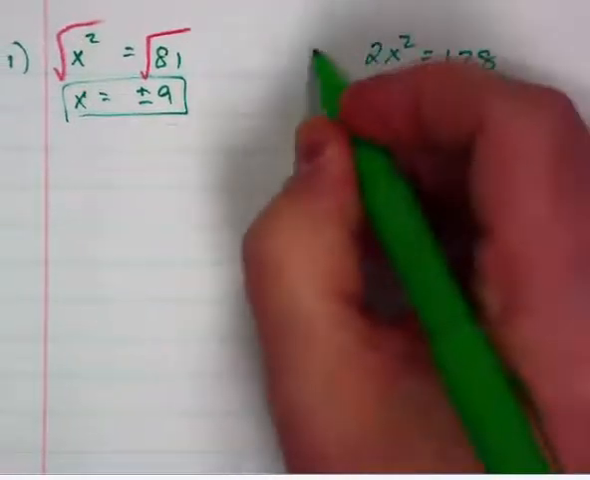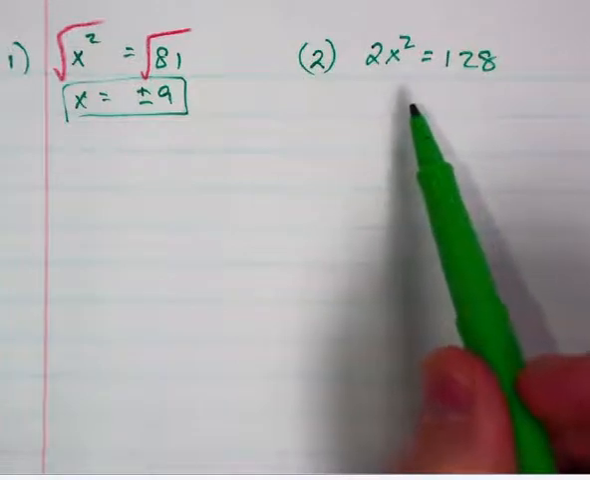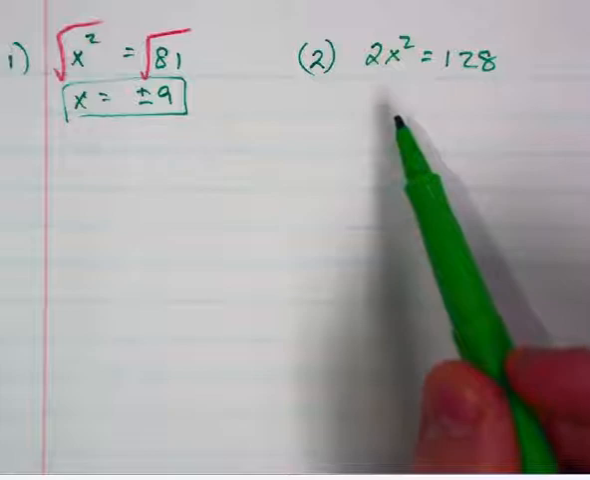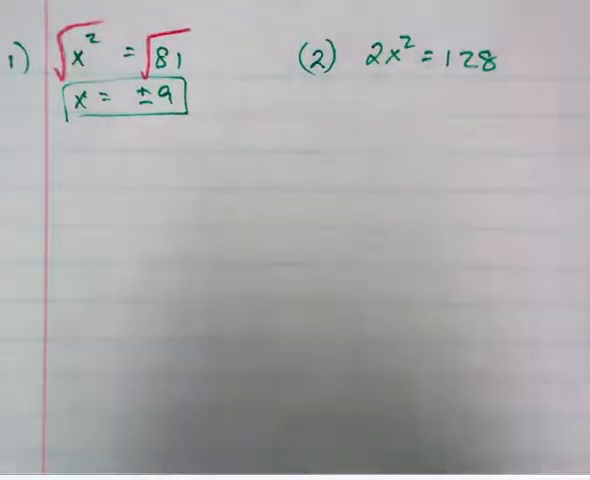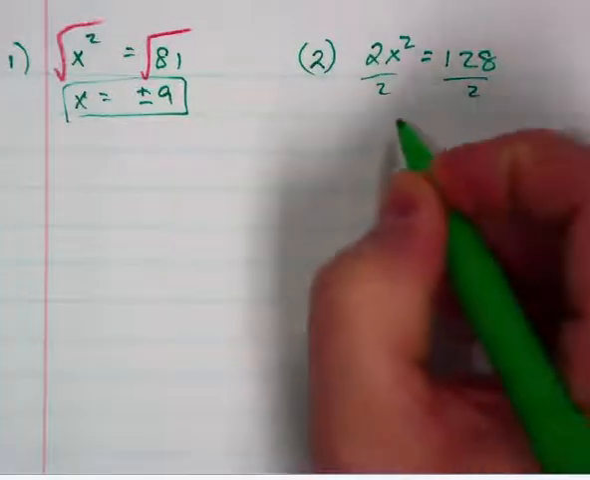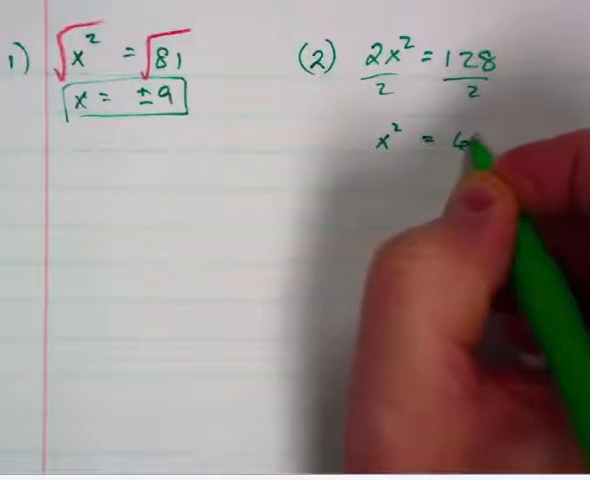This is number 2. Okay, let's go back to the 2 requirements. The first requirement was to make sure that the squared term is isolated. Right now, it is not. So to get that squared term isolated, I would divide both sides by 2. That would give me x squared equals 64.